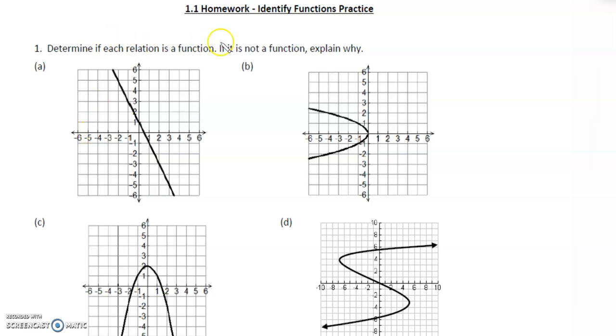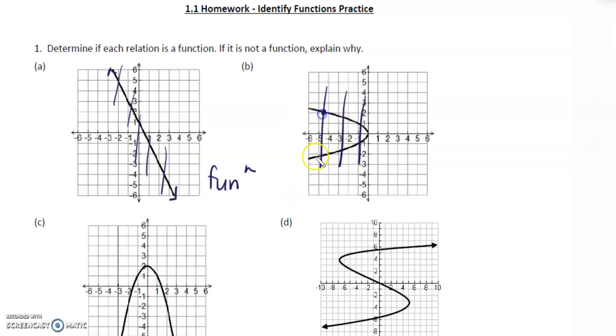Okay, 1.1, identify functions practice. So we just have to determine if each relation is a function, and if not, explain why. So this is a line, A is a line, assume that it has arrows on both sides. Because it's giving us a graph, we can actually just do the vertical line test, okay? So yes, this is a function, okay?